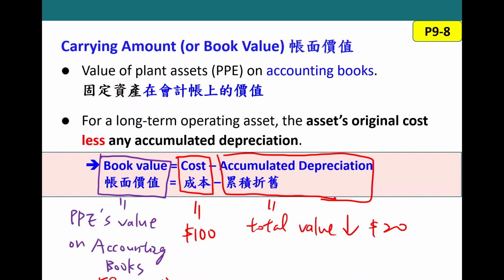Okay, any questions? No? Okay, so this is the number we will report on the balance sheet to tell them my cost value today, right now, okay?